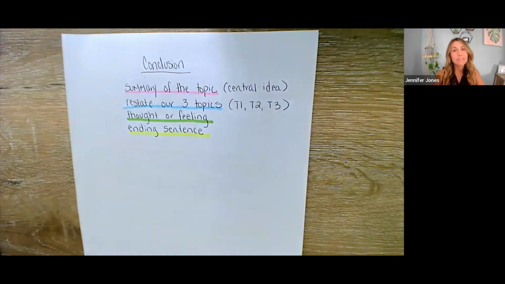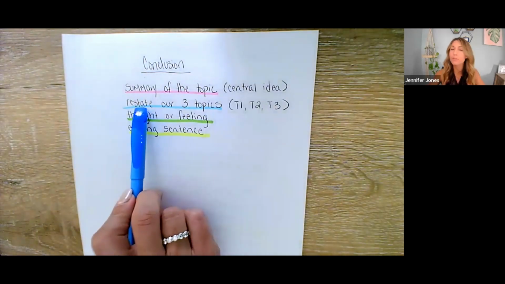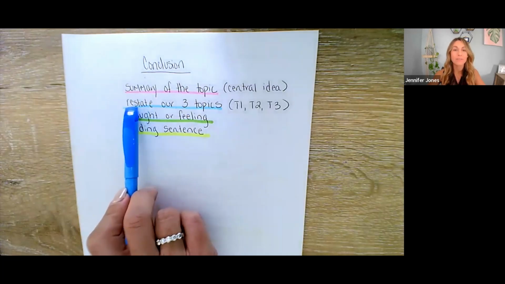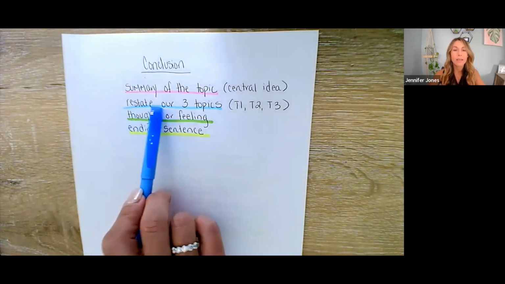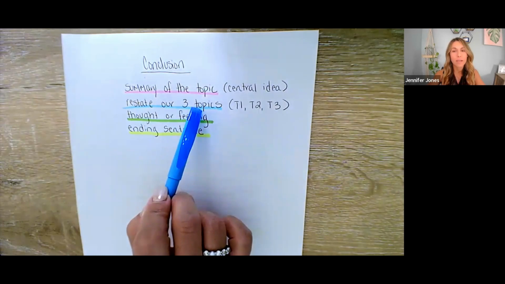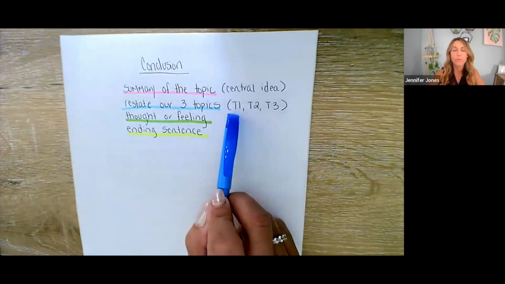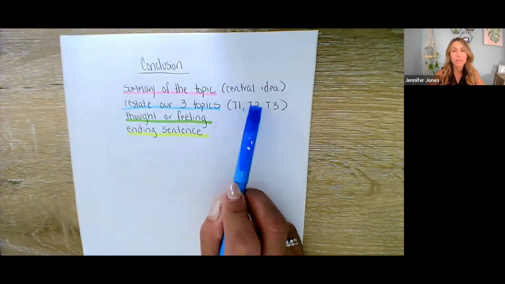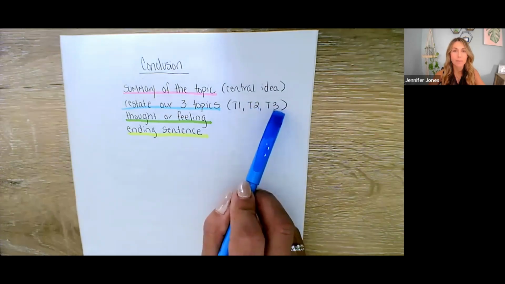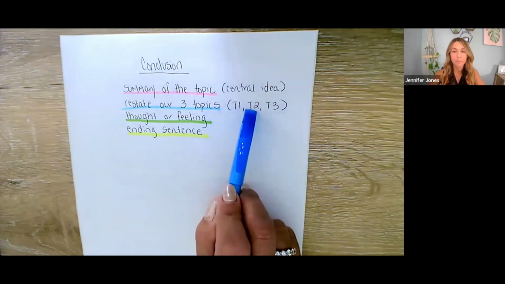Excellent. Now select a second color. I picked blue. You can pick any one you want. Just pick a different color and underline where you restated your 3 topics. So this is where you wrote or restated your T1, T2, and T3 topic. Go ahead and underline that now, please.